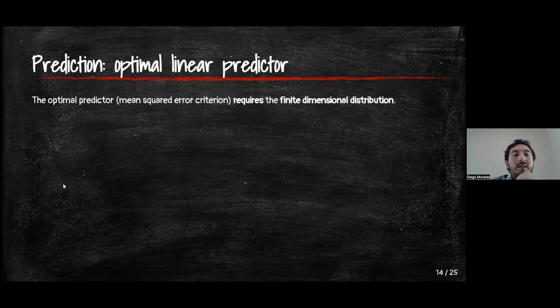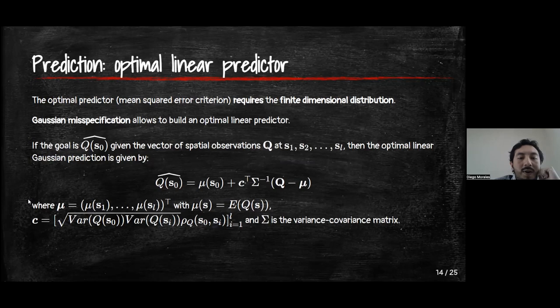So I want to talk about how to make predictions. We use an optimal linear predictor, and the optimal linear predictor is also obtained with Gaussian misspecification. Under Gaussian misspecification, we can make predictions with this predictor. As you can see, we only need the mean of the count random field, in this case, the Poisson random field. We need the covariance matrix of the random field and their variances, and with that we can have some predictions for the Gaussian random field.